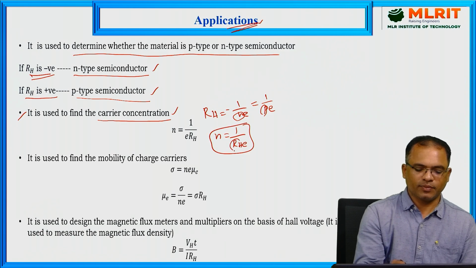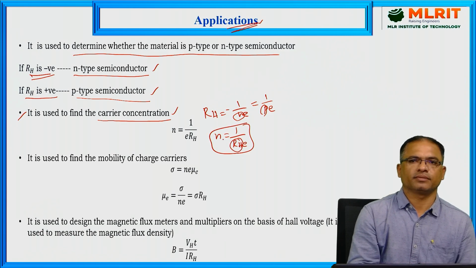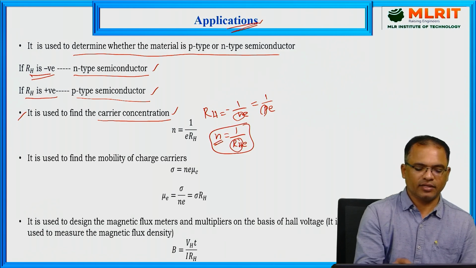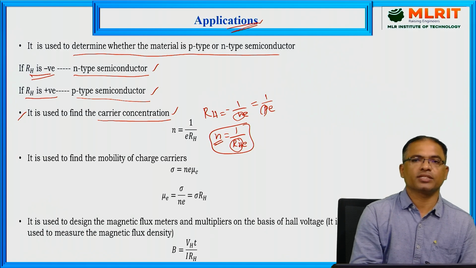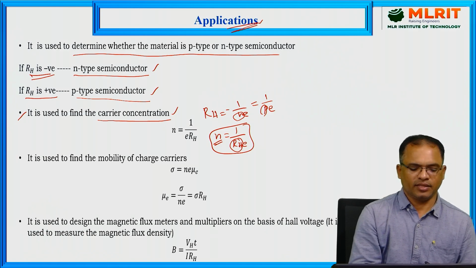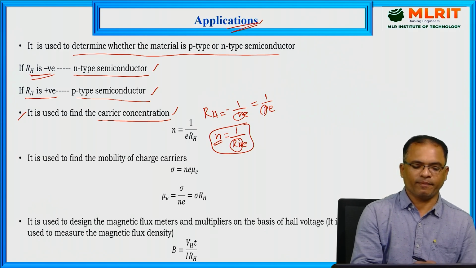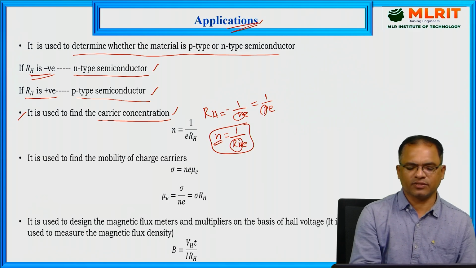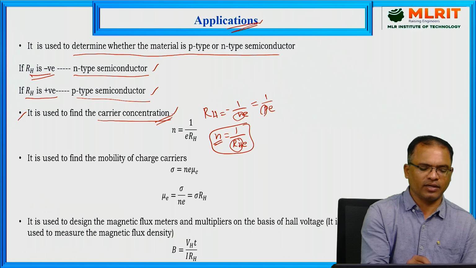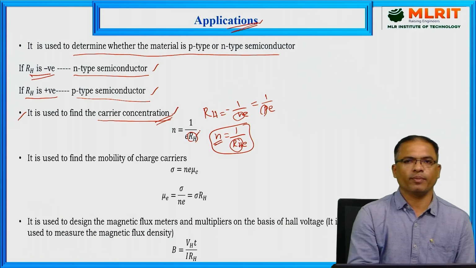Simply by substituting the value of RH, we can calculate small n, that is the concentration of charge carriers. That is, in the case of n-type, the number of electrons, in the case of p-type, the number of holes. Carrier concentration we can calculate provided the value of RH is known. That is one more application.